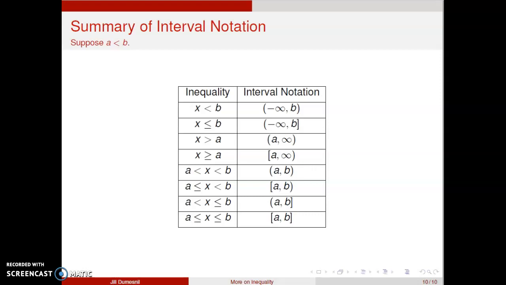The last 4 lines in the table show all options for bounded intervals. We saw examples in which both endpoints are excluded and in which both endpoints are included. The other 2 options for including one endpoint and excluding the other are also shown in the table.